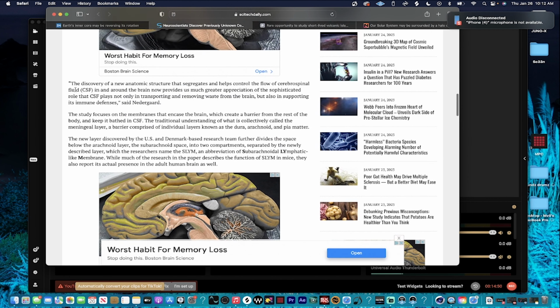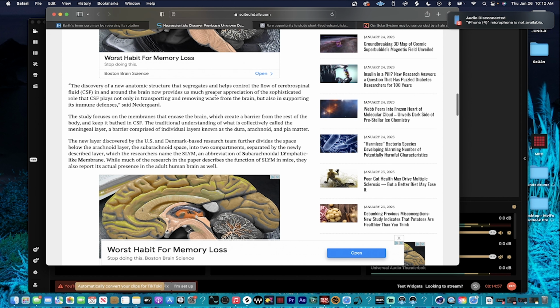The discovery of a new anatomic structure that segregates and helps control the flow of cerebrospinal fluid in and around the brain now provides us much greater appreciation of the sophisticated role that cerebrospinal fluid plays. Cerebrospinal fluid also plays a role in your central nervous system. This is a very important fluid.